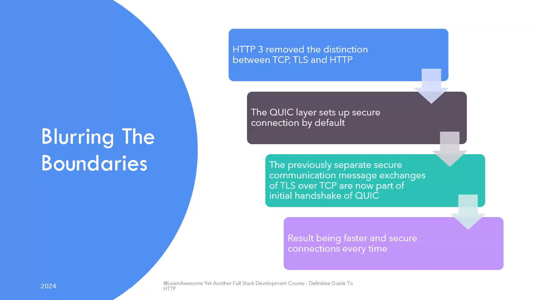HTTP3, in contrast, makes this layer distinction blurred. The QUIC layer sets up encrypted connections by default at the transport layer, and application layer data is always encrypted. This is done by combining the previously two separate handshakes, that is, the TCP handshake and TLS handshake, into one combined and smaller handshake. Consequently, secure connection setup is fast and there is no concept of unencrypted traffic in HTTP3. There's more to this encryption stuff which is not important right now, so I'll stop here by saying HTTP3 is faster and safer than HTTP2.